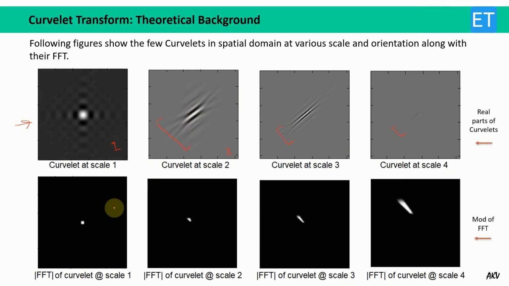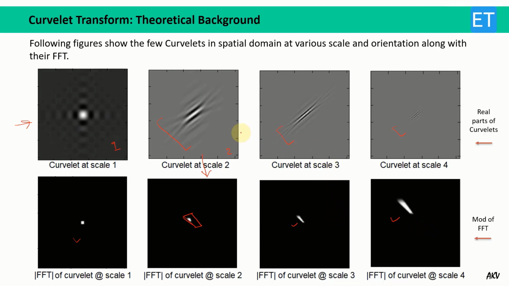Okay, and these are the corresponding Fourier transforms. So the curvelet at scale 1 gives this magnitude spectrum of the FFT, and this curvelet has this type of wedge in the frequency domain, and this curvelet gives a slightly bigger one, and the finest one at the highest scale gives an even bigger magnitude spectrum in the Fourier domain.